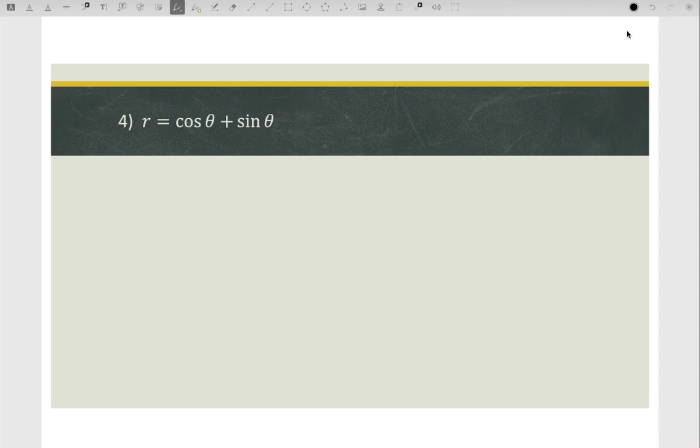So what we're going to do is multiply through by r throughout the equation. As we do that, we have r squared on the left, and on the right, r cosine theta plus r sine theta, because we would be distributing that r across that sum on the right side of the equation. Once we have it in this format, now we are able to utilize those equations.